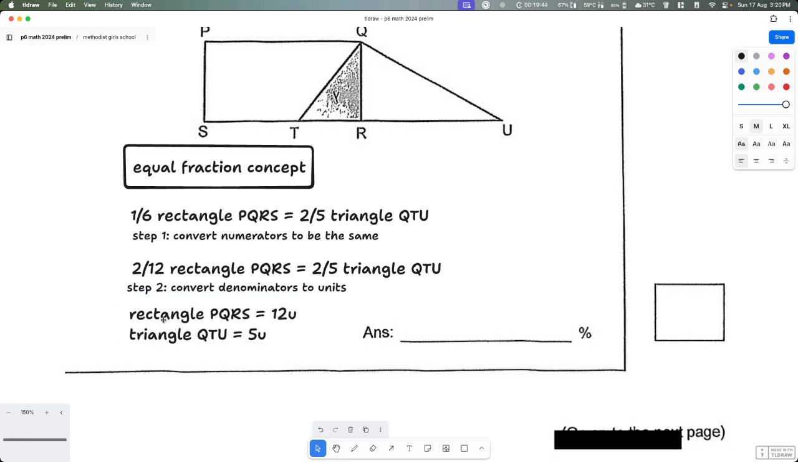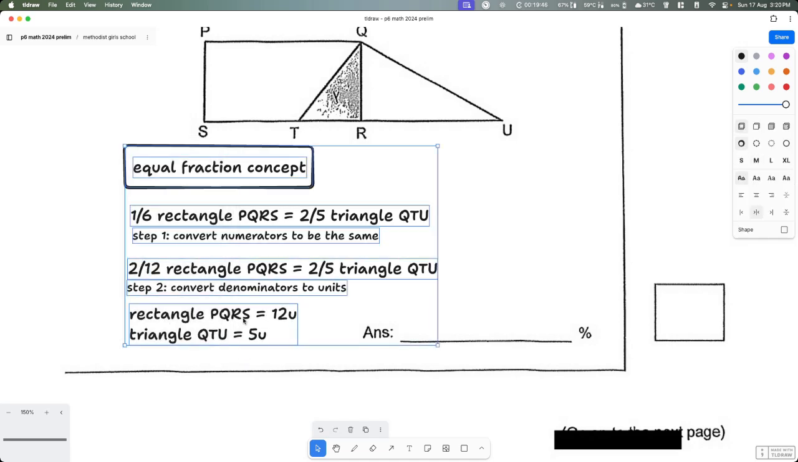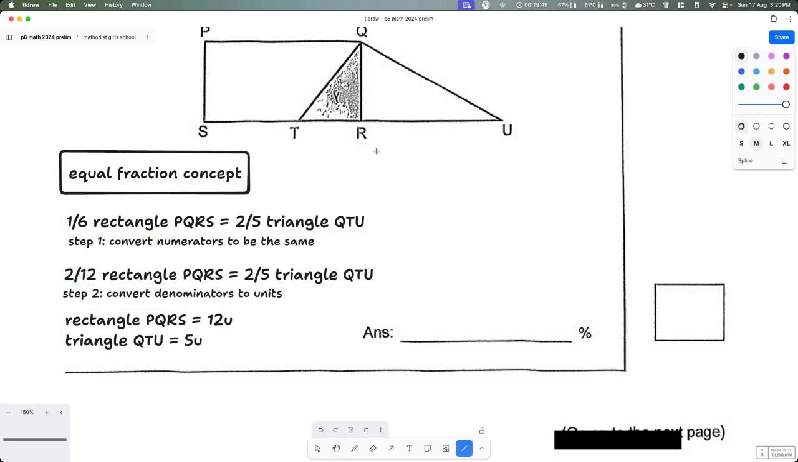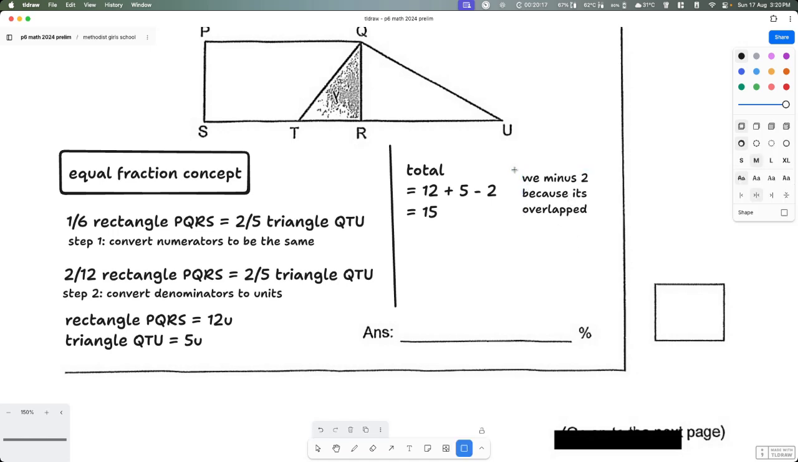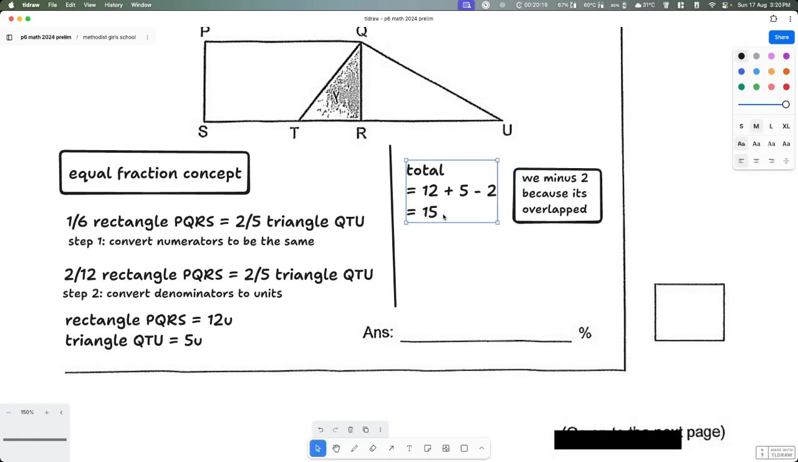Okay, so since they overlap, the total is equal to 12 plus 5 minus 2, right? And this will then become 15. We minus 2 because of the overlap, right? Okay, so then the total is 15.